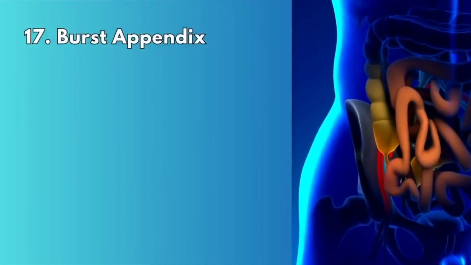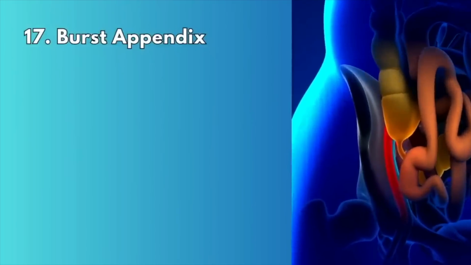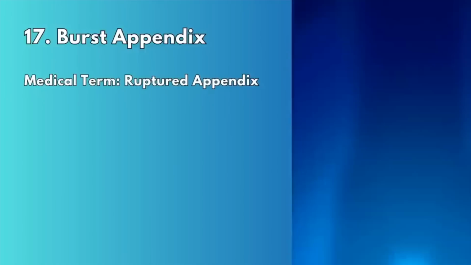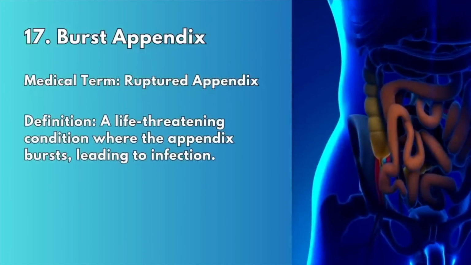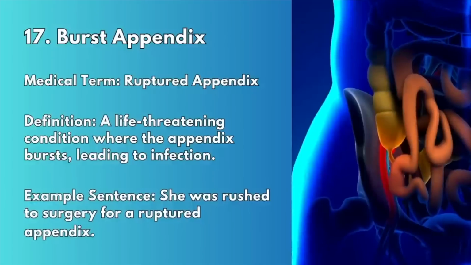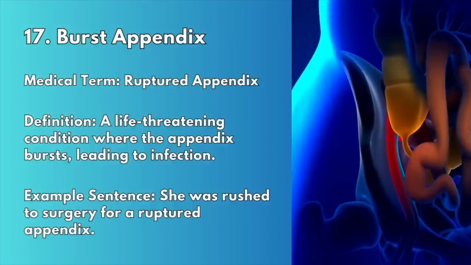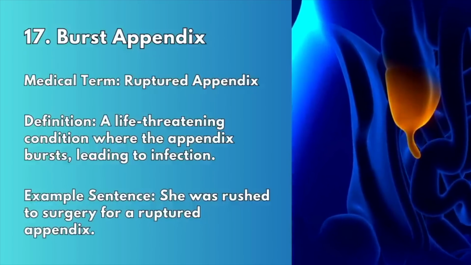Our 17th condition is a burst appendix. In medical terms, it might be called a ruptured appendix. This is a life-threatening condition where the appendix bursts, leading to infection. She was rushed to surgery for a ruptured appendix.